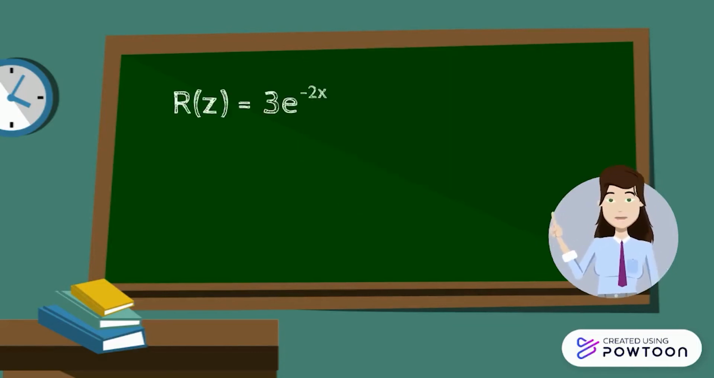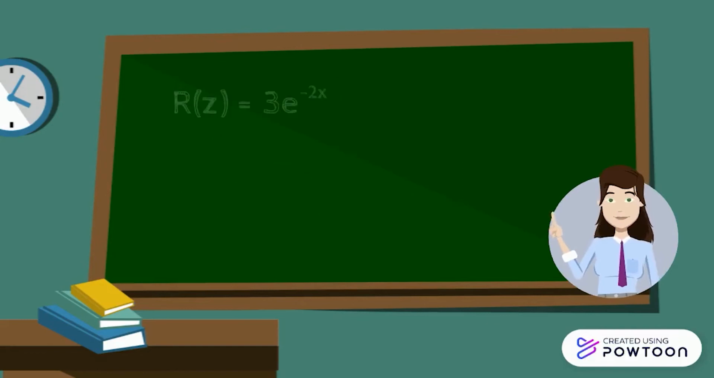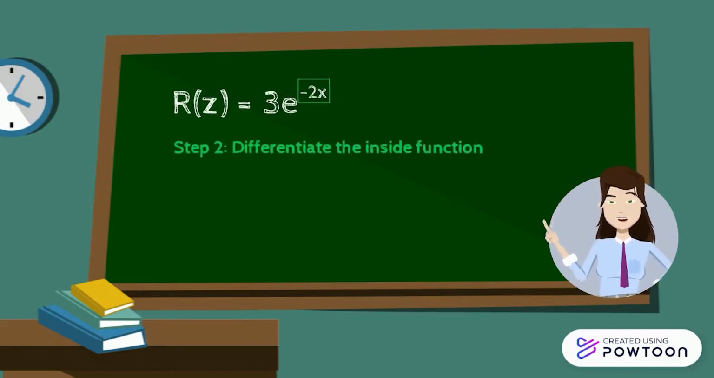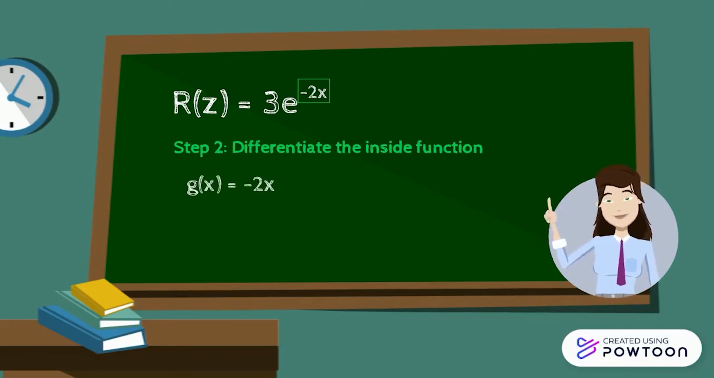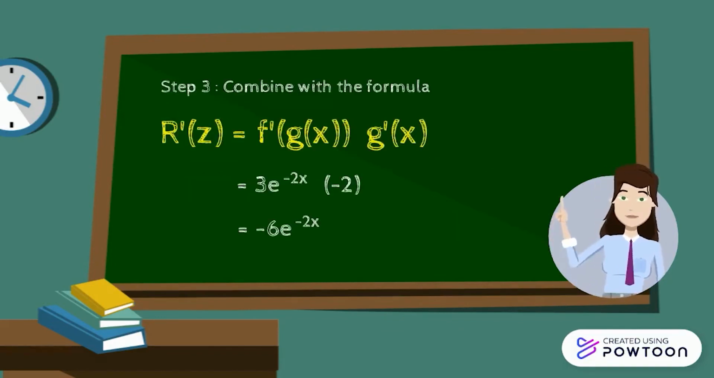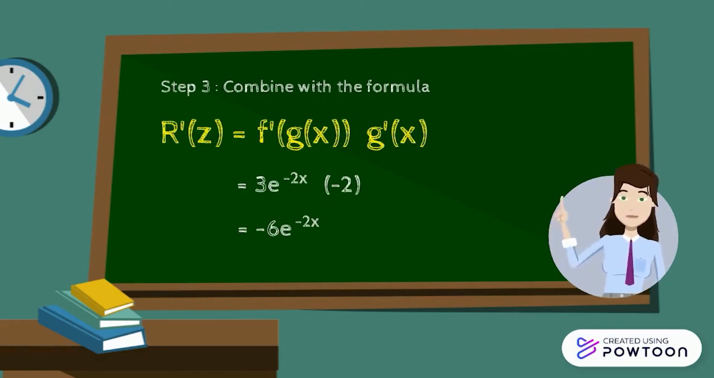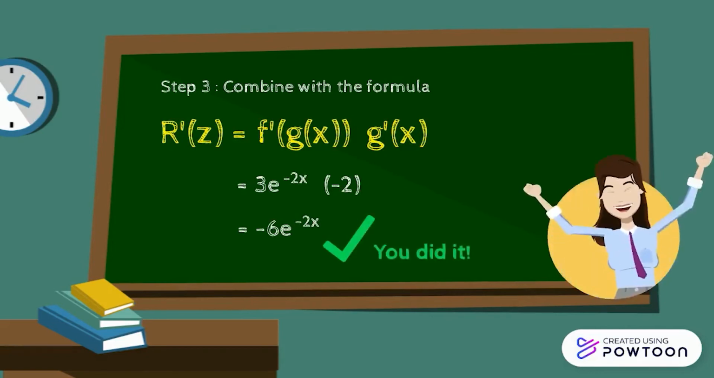For example, r(z) equal to 3 exponential negative 2x. For step 1, we will need to differentiate the outside function. For the exponential, the differentiation just repeats itself. Then for step 2, we will need to differentiate the inside function, which is negative 2x. The differentiation of negative 2x will be negative 2. Last step will be to combine the two functions with the formula. 3 exponential negative 2x times negative 2 equals negative 6 exponential negative 2x.